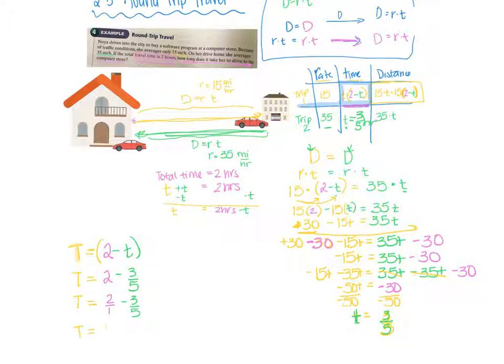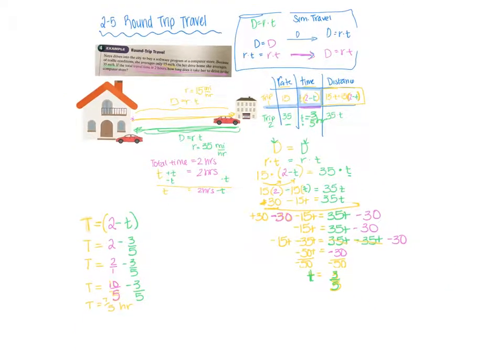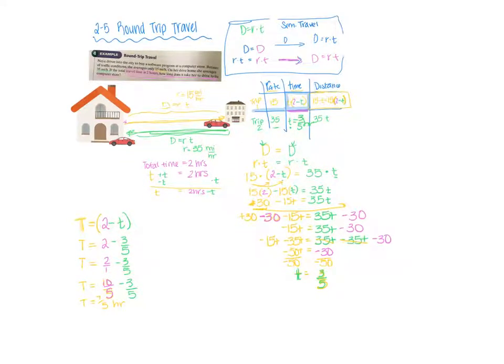So this equals 10/5 minus 3/5, which gives me how many fifths? T equals 7/5 of an hour. Make sure to simplify all the way. This is improper. I can't leave it improper. So t should hopefully equal 1 2/5 of an hour.